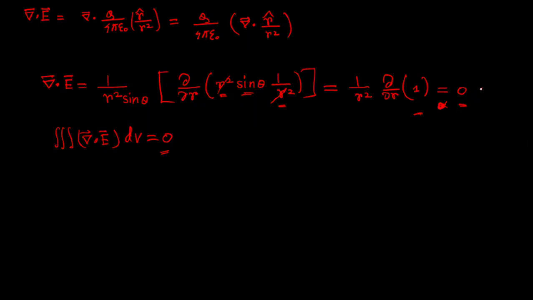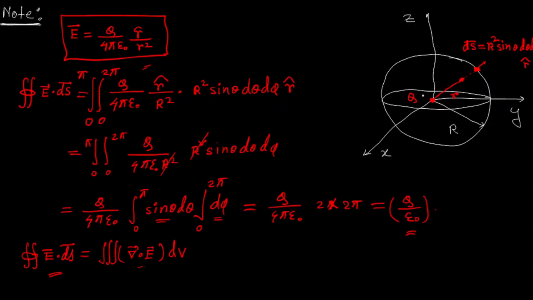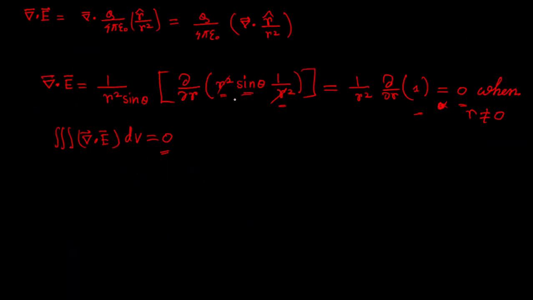So this will be 0 when r is not equal to 0. But we have to calculate this volume integral over the whole volume, and the point r equals to 0 is also inside the volume. So in this type of situation, we have to take the divergence of this type of vector in a different way.